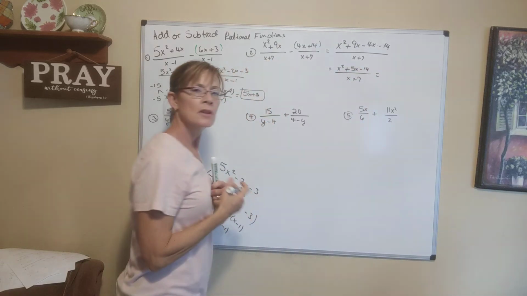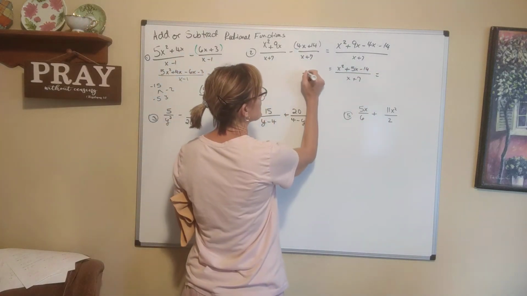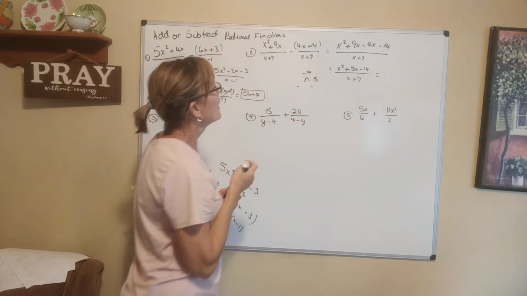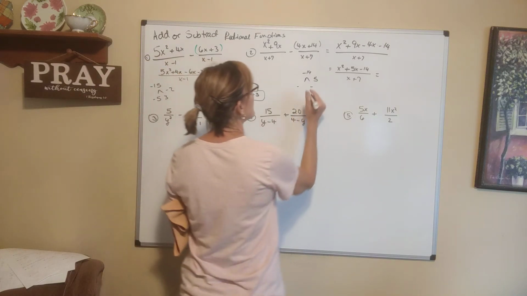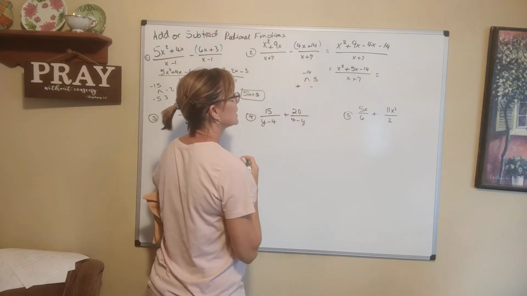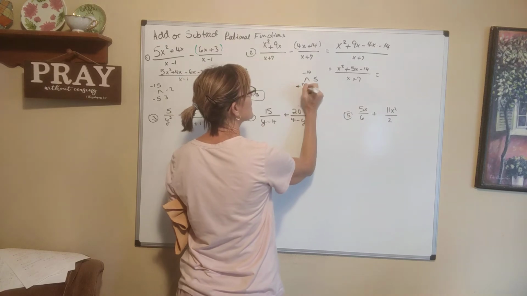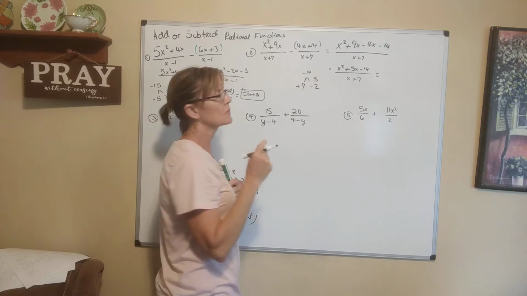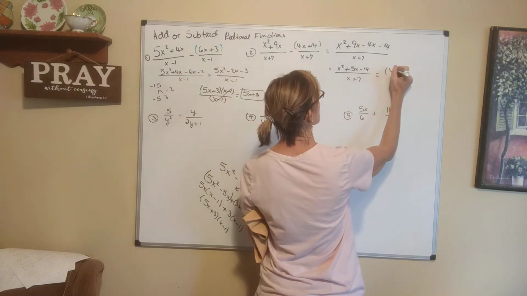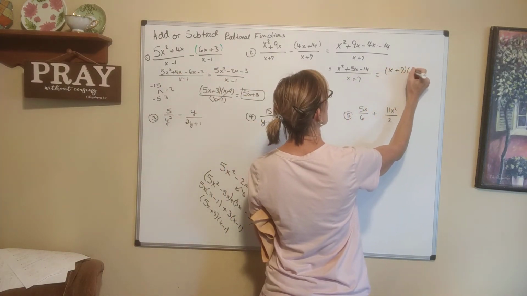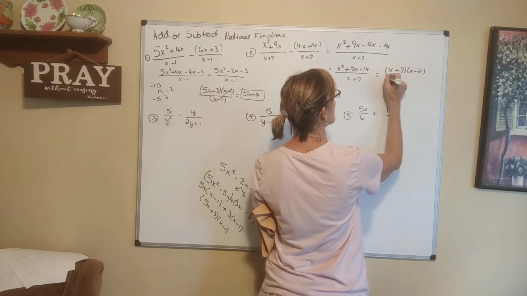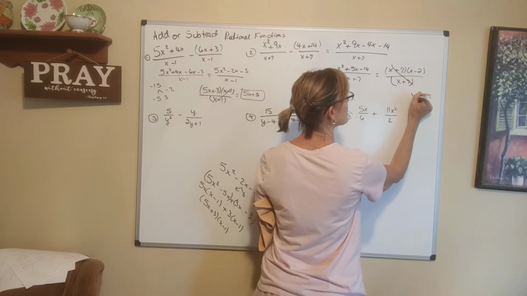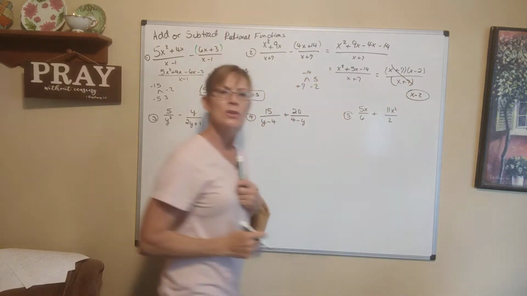Can I factor that? I'm going to try. I need two things that multiply to negative 14 and add up to 5. A negative and a negative? Oh, no. A negative and a positive is how I'm going to get a negative 14. So let's see, how about 7 times negative 2? This times this is negative 14. 7 minus 2 is 5. So this will be x plus 7 times x minus 2 over x plus 7. And we find that those will cancel, and we just have x minus 2 right there.